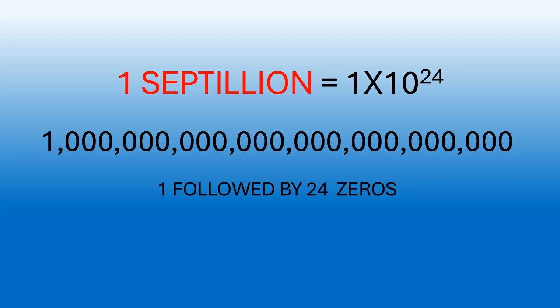And according to NASA, there is more than 1 septillion stars in the whole universe. Now here's what the number 1 septillion looks like. 1 times 10 to the 24th power. That's a 1 followed by 24 zeros.